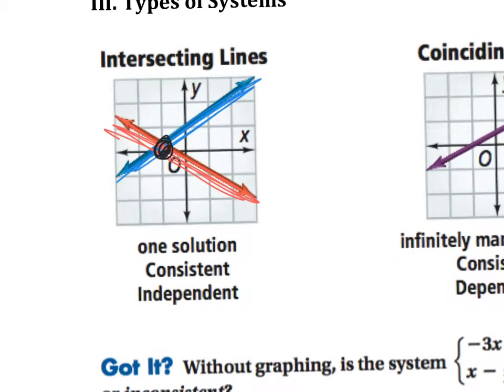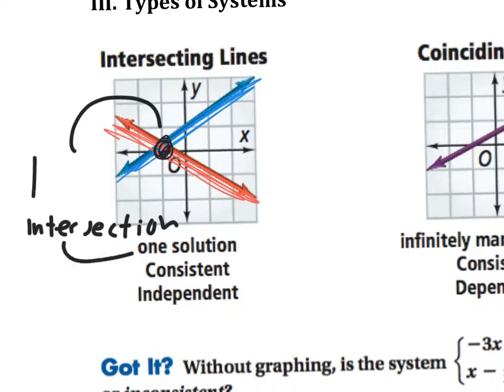And so that has a special name. That has a special relationship. Because there is only one intersection, our conclusion is that there is only one solution. There is only one point that works for both equations. One point that is shared by both graphs.